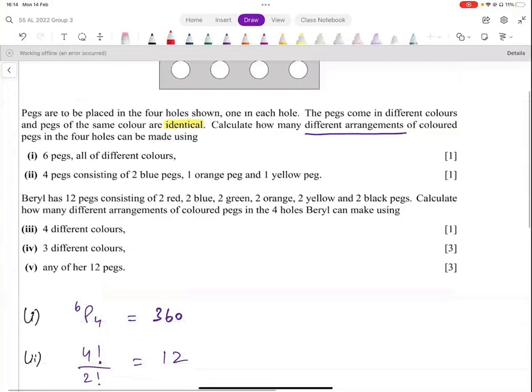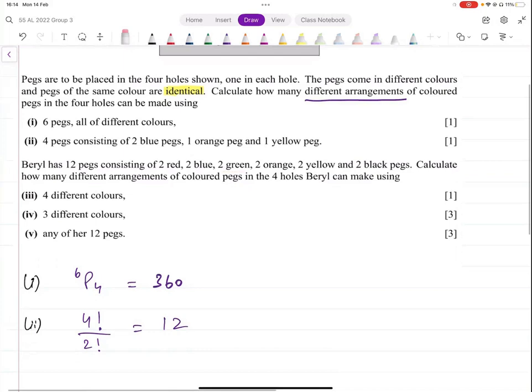Now, this person, Beryl, I don't know, has 12 pegs, consisting of 2 red, 2 blue, 2 green, 2 orange, 2 yellow, 2 black pegs. So she has 12 different pegs and there are 6 different colors. Now we need to calculate how many different arrangements of colored pegs in the 4 holes she can make using 4 different colors. 4 different colors ko use karke, how many different arrangements can she have?